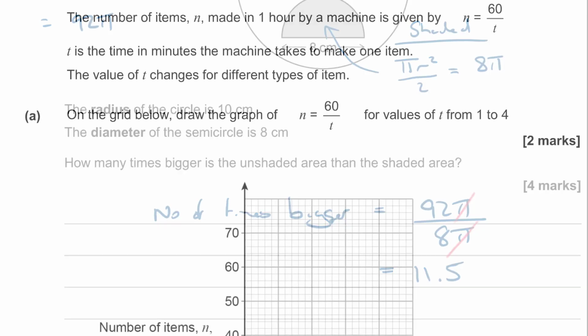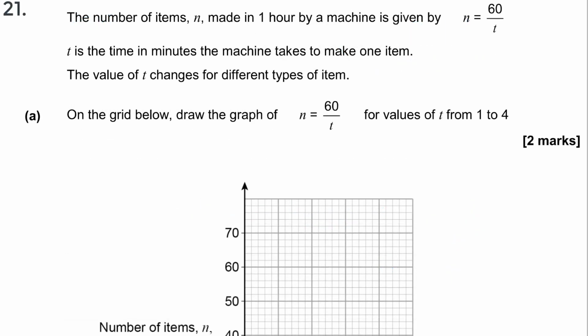Done. The number of items n made in 1 hour by a machine is given by n equals 60 over t, where t is the time in minutes a machine takes to make one item, and the value of t changes for different types of item. On the grid below, draw the graph of n equals 60 over t for the values of t from 1 to 4. Okay, so let's just do a quick table of values then. For t equals 1, 2, 3, and 4, and the corresponding values of n.